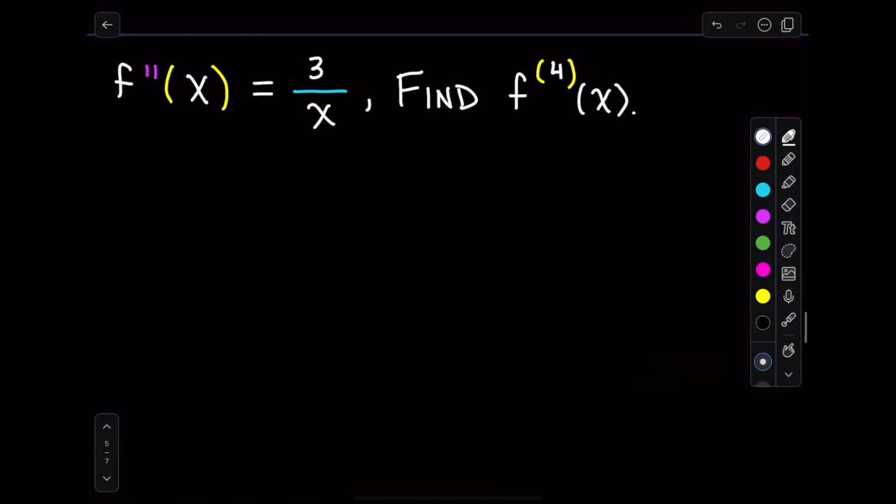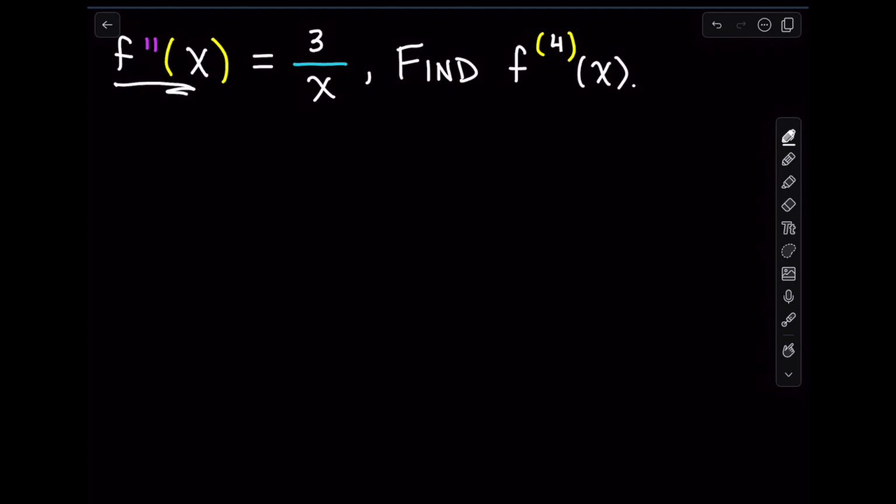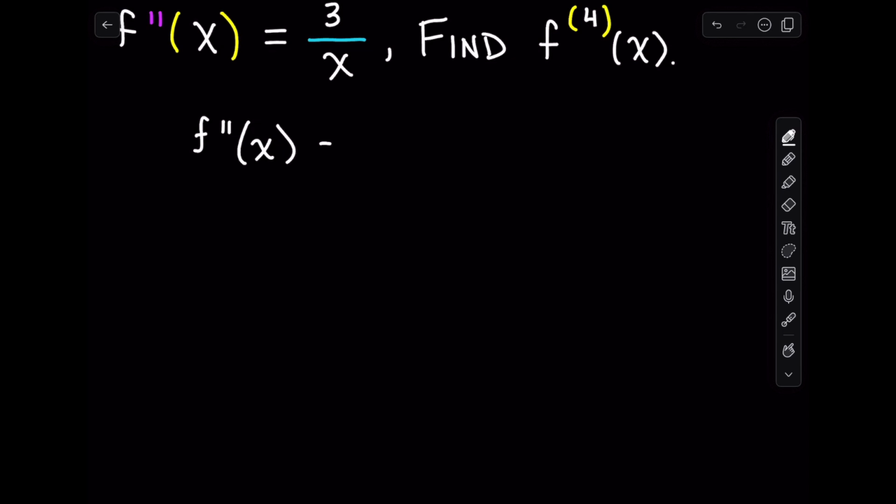This problem says if the second derivative is 3/x, find the fourth derivative of f of x. So this is mostly a question to test whether or not you understand this notation. If you grasp that this is the second derivative of f of x and this is the fourth derivative, then you'll understand that you simply need to derive this function twice in order to find f4 of x. So similar to the previous problem, the first step I would take to solve this derivative is to change the form 3/x into 3x to the power of negative 1. That's a little trick to help make taking the derivatives of these functions much easier.